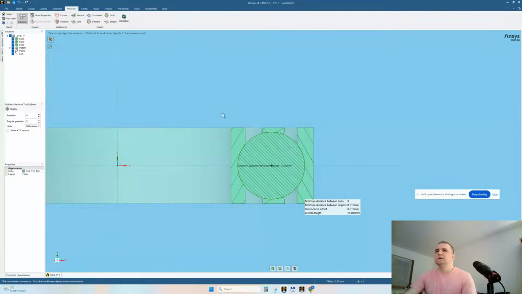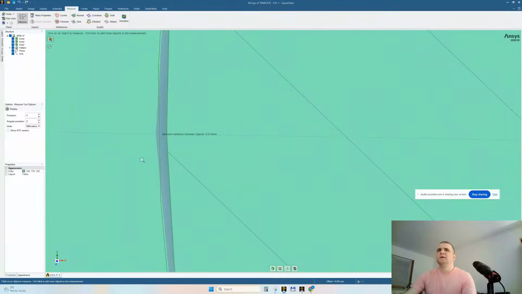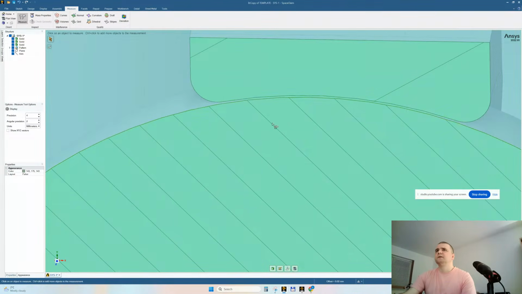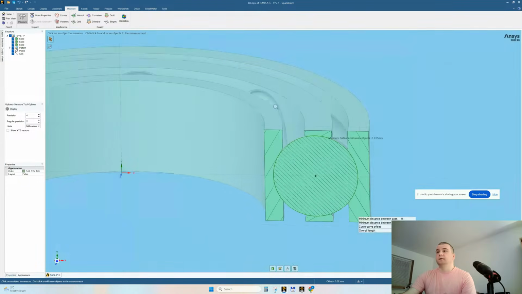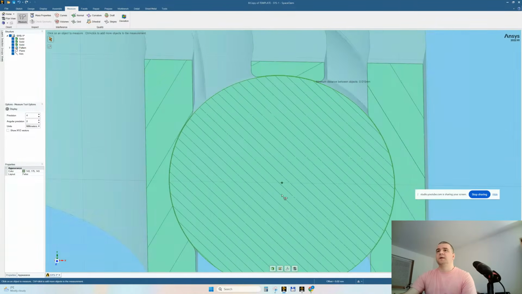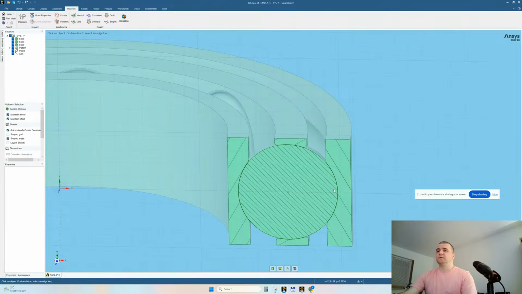On diameter? No, on radius, 0.015, and here 0.015. Oh my God, it's so precise. And I made it ad hoc on the spot. All right.